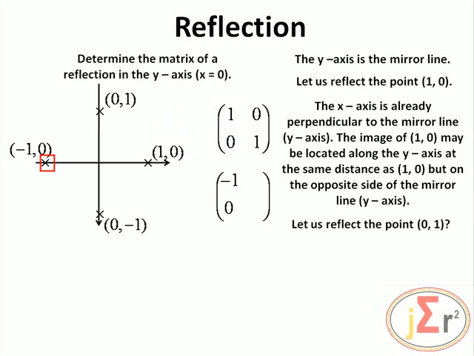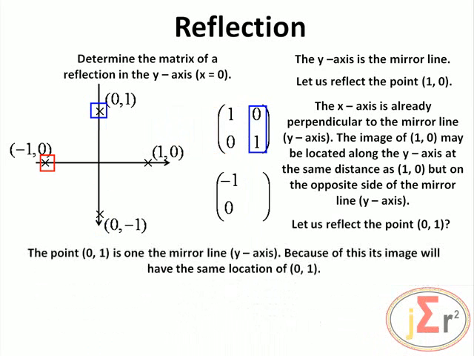So let us reflect the point (0, 1). What will happen to (0, 1)? Of course, it is on the mirror line. So the point (0, 1) is on the mirror line, which is the y-axis. Because of this, its image will have the same location of (0, 1).